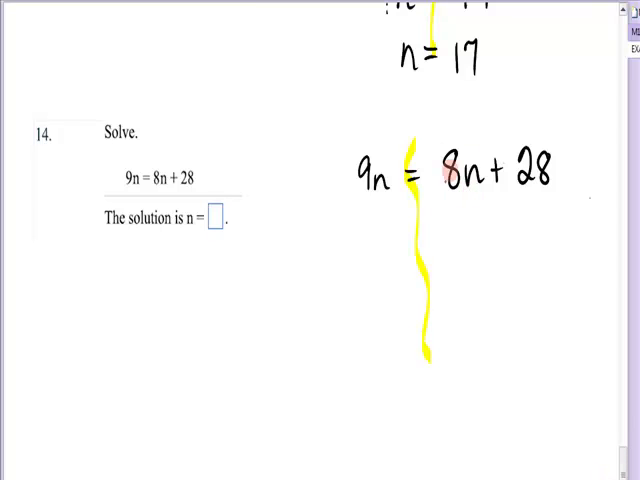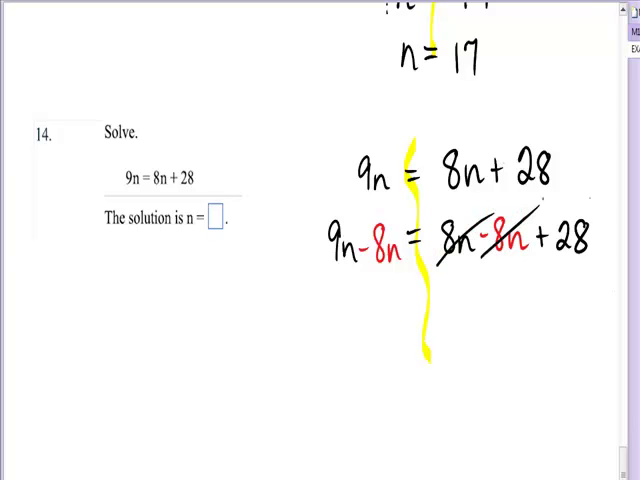I don't want this 8n over here. I want my n's over here. So I'm going to subtract 8n. So I have 8n. I'm going to subtract 8n. And I still have a plus 28. I just snuck that in. All right, so on the left side, I have to do the same thing. I have to subtract 8n. I accomplished my goal. 8n minus 8n is 0. That's gone. So I'm left with 28. 9n minus 8n gives me 1n, but I don't write the 1. So n would be 28.